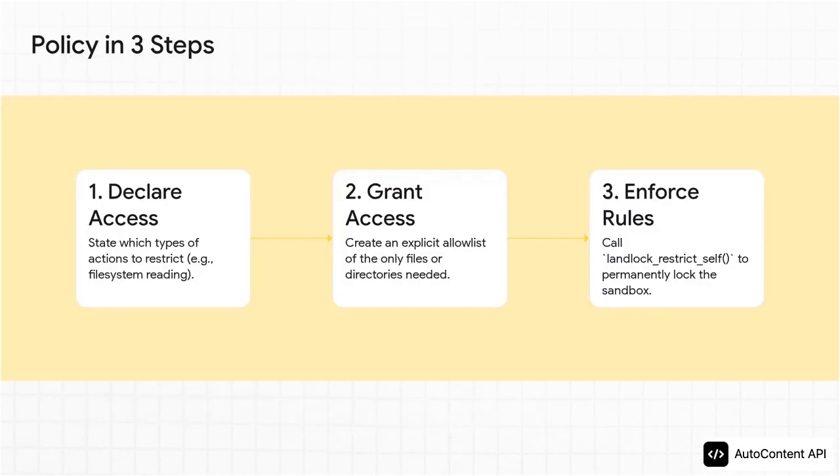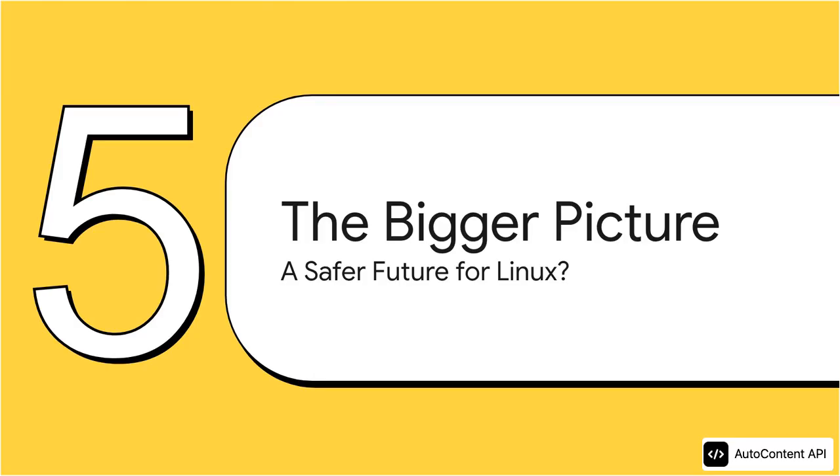Building the sandbox is a pretty simple three-step dance. Think of it like a bouncer at an exclusive club. First, the app goes up to the bouncer, that's the kernel, and declares what it's there to do, like, I'm only going to be reading and writing files. Second, it hands over a very specific guest list. Only let me access the /home/user/docs folder. And finally, the app gives the nod and tells the bouncer to enforce the rules. And from that exact moment on, the doors are locked. The app and any other processes it might start cannot get anywhere that isn't on that list. Period. No exceptions.